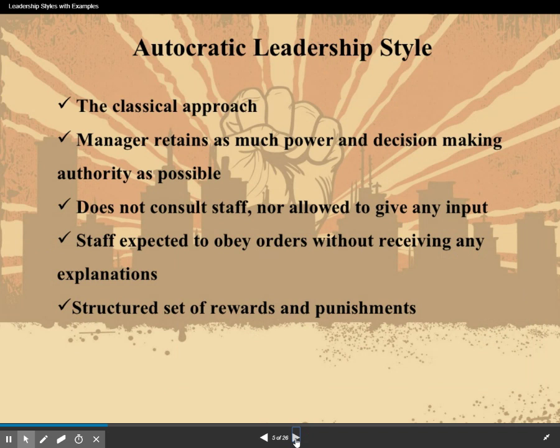So autocratic leadership style, it's a classical approach. Basically the person in charge retains as much power and decision-making authority as possible. This is someone who, when you're in a group, says, okay, we're going to do it my way, and this is what I want you to do. You do this task, you do this task, you do this task, and I'll follow back up to make sure you're doing it. They don't give you a say in what you're going to do. They don't consult staff or allow them to give any input. They just say, this is your job and you're going to do it. And you have to follow what they say.